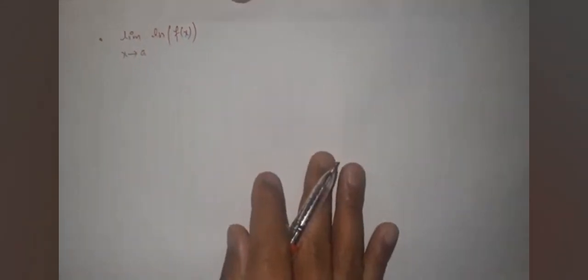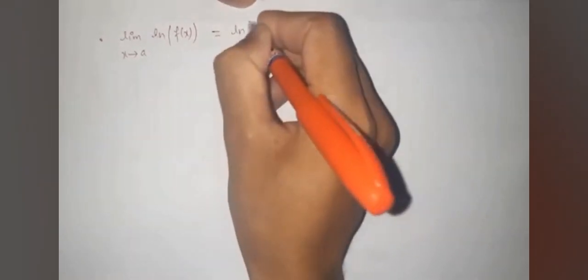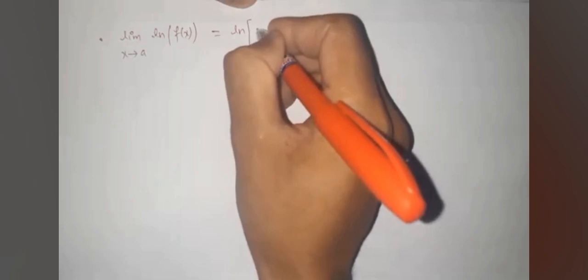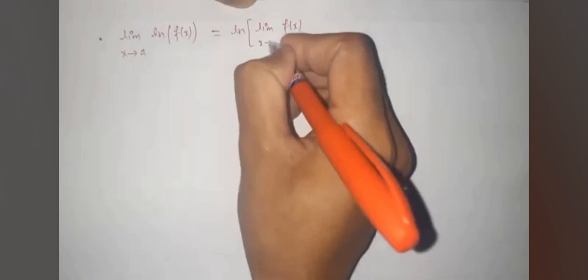Here is the first property. Let's write the first property here. The limit of a logarithm function, the limit of ln of f of x when x approaches a constant number a, can be written as ln of the limit of that function at the same point.